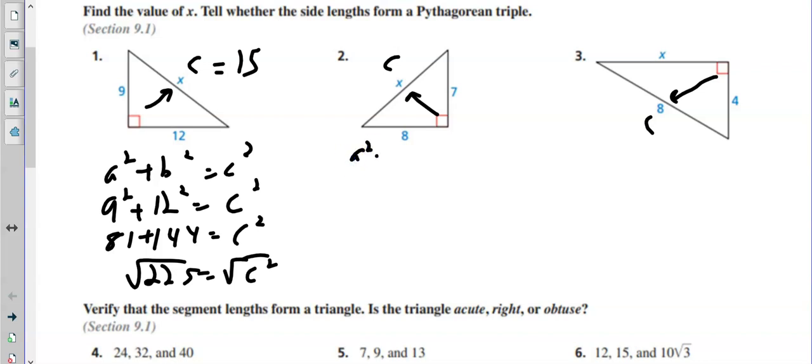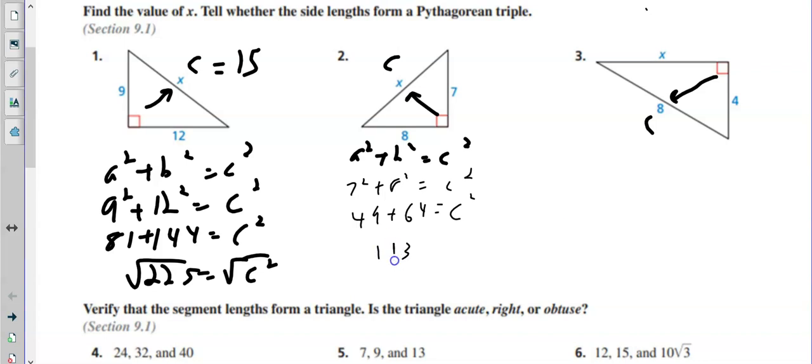All right. Again, real quickly, a squared plus b squared equals c squared. I plug in the 7 and the 8. It does not matter which one's which, they're interchangeable. So 7 squared is 49, 8 squared is 64, and c squared is c squared. Now I add those together. That equals 113.